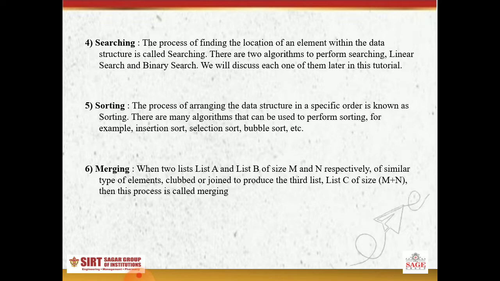There are many algorithms that can be used to perform sorting, for example, insertion sort, selection sort, merge sort, bubble sort, etc. Now, the next operation is merging. When two lists A and B of size m and n respectively, of similar type of elements, are clubbed or joined to produce a third list C of size m plus n, then this process is called merging.